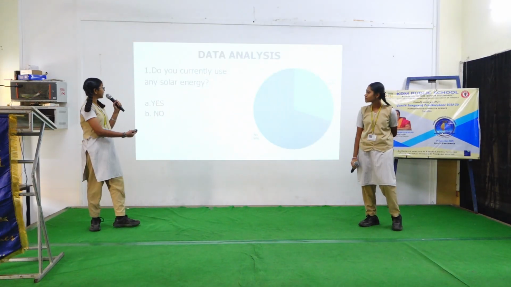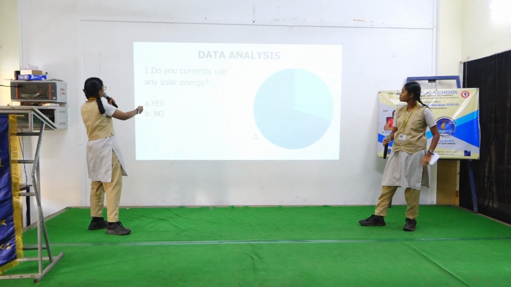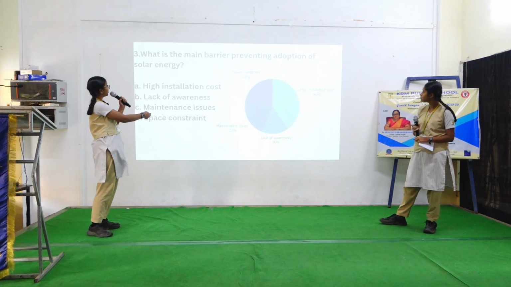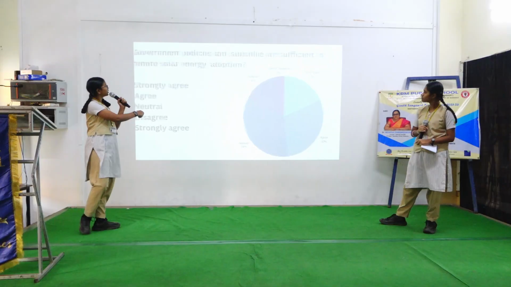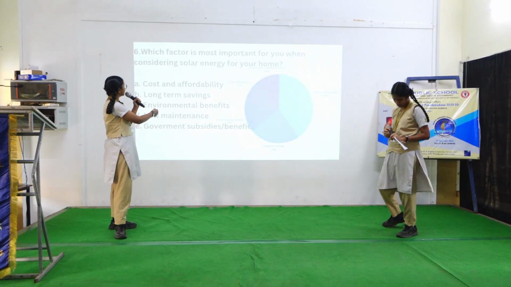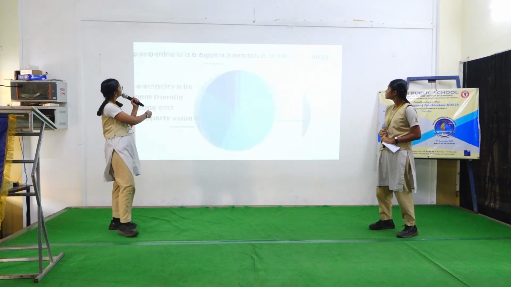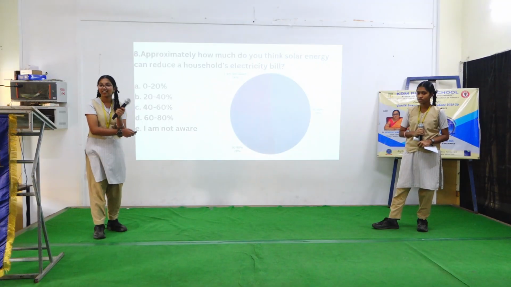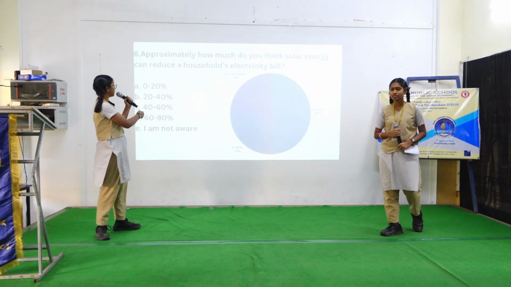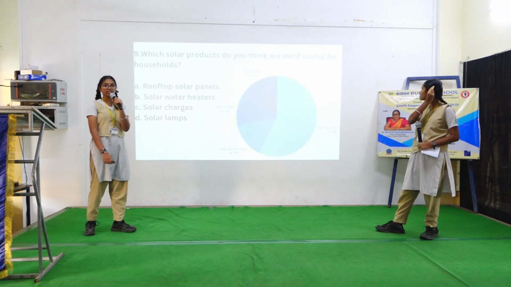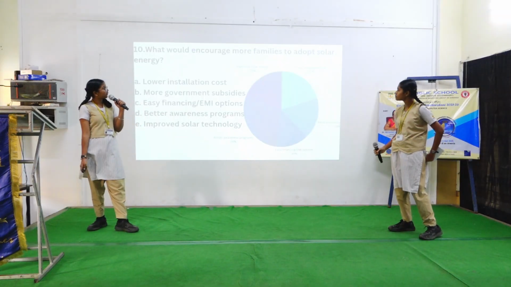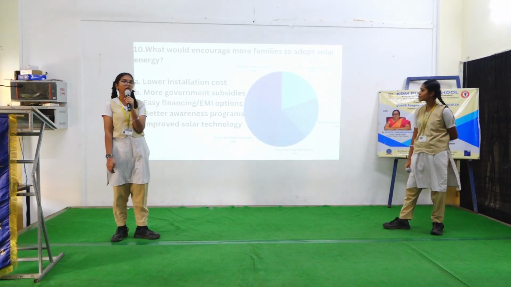This is the data analysis of our survey. So most of the people said no for using solar energy. And what is the main source of information? Adoption barrier, the main barrier preventing adoption: government policies and subsidies. Which factor is important for your home for considering solar energy? Advantage of solar energy. Households' electricity bill, the difference. So many people told that about 40 to 60% of the electricity bill has been reduced. And many people suggested rooftop solar products because it is mostly useful. And many people told if there are many awareness programs, they could have installed it too.